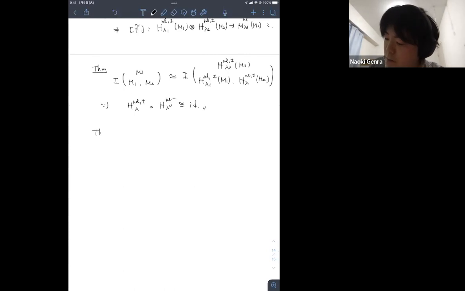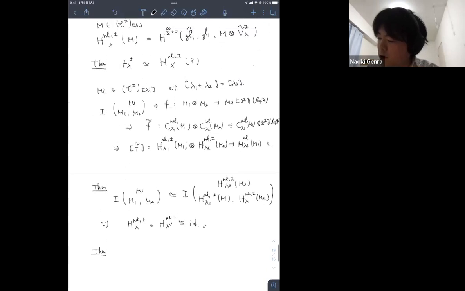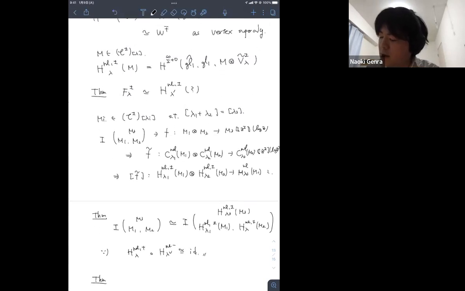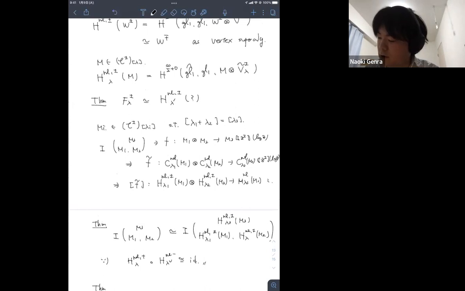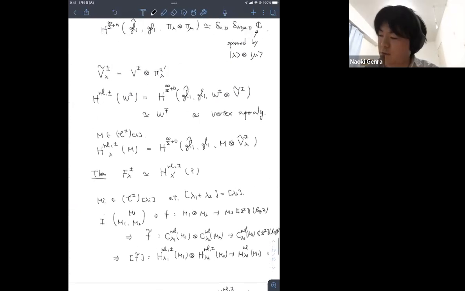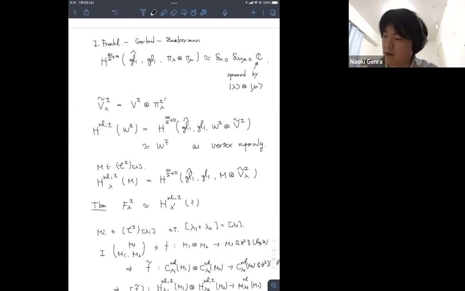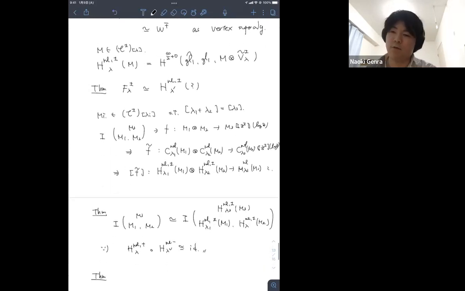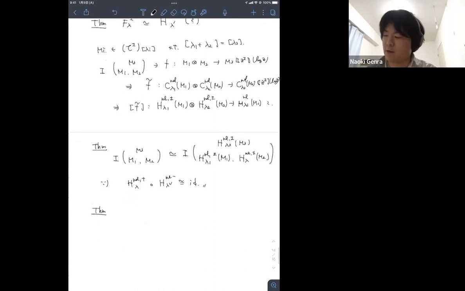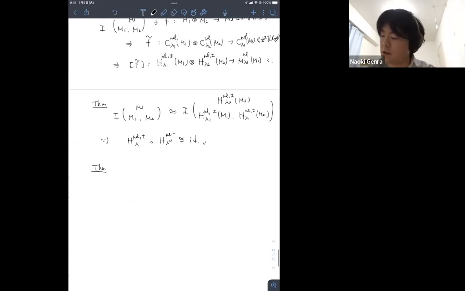And moreover, the representative of this cohomology can be written explicitly, because Frenkel-Gaitsgory says that the existence of the one-dimensional part is found by the highest weight vector, so we can find which part defines the representative of this F, and we can follow this isomorphism in some sense.